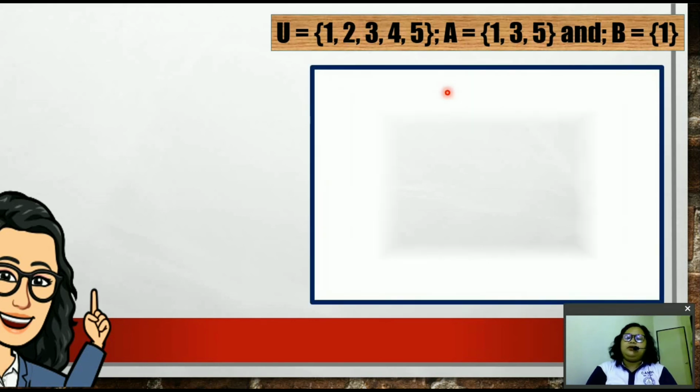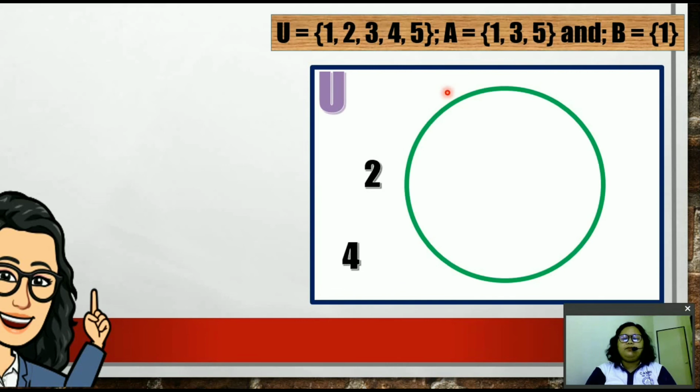So, the first thing you're going to do is draw the rectangle. Name it as the universal set. Write down the elements that are not found in set A and set B, which are 2 and 4. Now, draw the circle for set A. So, what are the elements we're going to write? It would be 3 and 5.